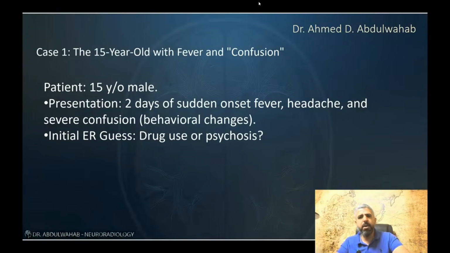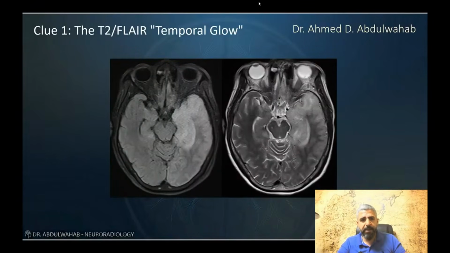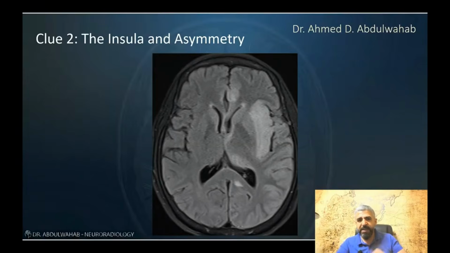So let's look for clue number 1, the T2 and the FLAIR, the temporal lobe. Look at the screen. The left temporal lobe is angry. It's bright on FLAIR, but look closely. It is not a round ball. It follows the shape of the temporal lobe. It is gyriform and involves the cortex. You see here, the cortex is involved with the gyri. Okay, what specific common virus loves this neighborhood? Think the cold sores.